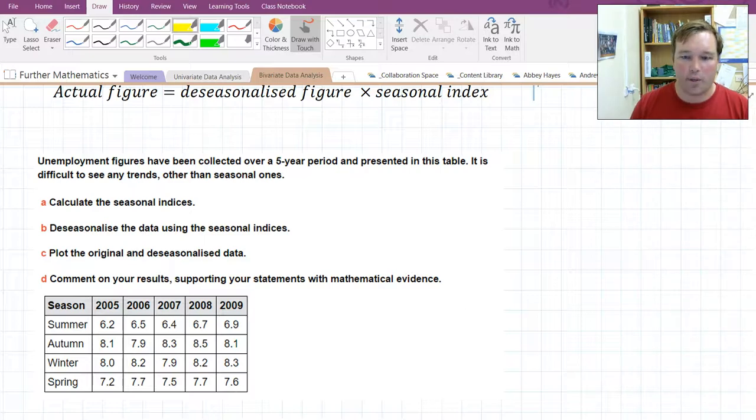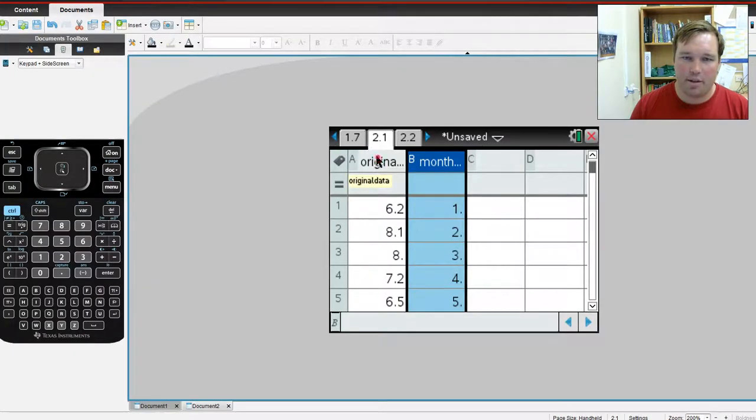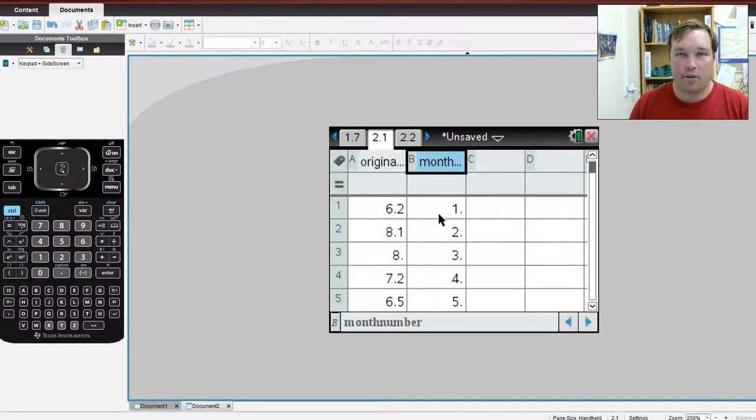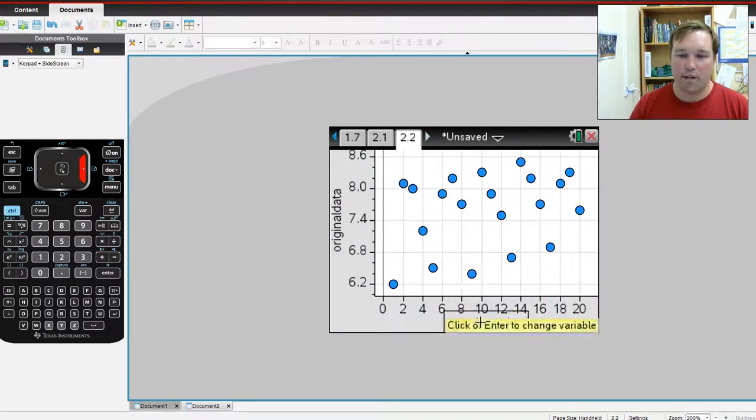Alright, now let's just have a quick look at that. If we put in the calculator, we have original data, numbers down here, month number down there. Sorry for doing them the wrong way around. Normally you put month number first, but it doesn't really matter because on our graph we can have month number or original data. And clearly it's chaotic here. We're not really sure of a trend. You can sort of feel there's an upwards thing happening, but you're not entirely sure.